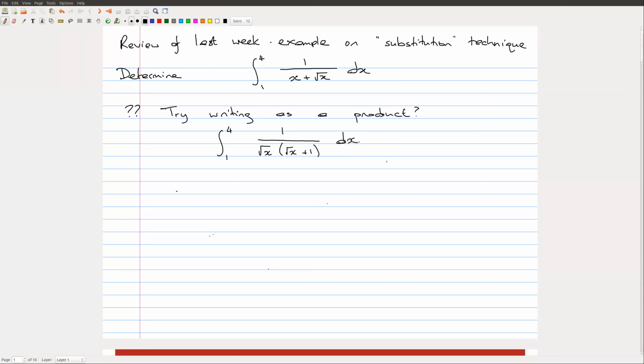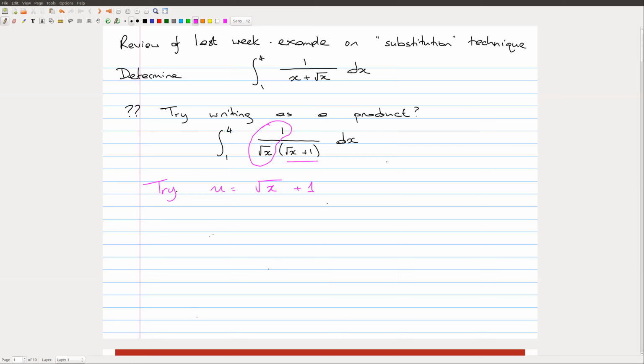If we think about the square root of x, we know that the square root of x is x to the power of 1/2. So the derivative of that is more or less x to the power of minus 1/2, which is 1 over the square root of x, which is something that appears in our problem. We've got a 1 over square root of x here, and a 1 over the square root of x plus 1 here. So a suggestion is to try writing u equal to square root of x plus 1.